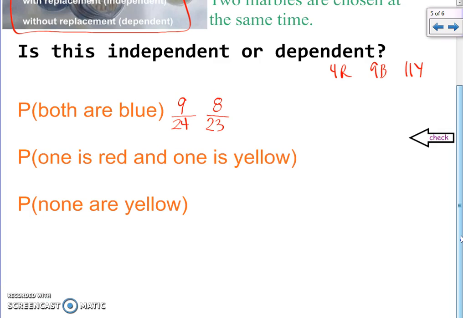Okay, what do you think we're going to do with these probabilities? We're going to multiply them. Okay, so we got 72. Someone tell me what the denominator is. Okay, so just so we know, that's the answer to that question up there. These are dependent questions.